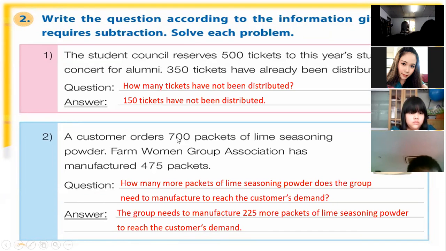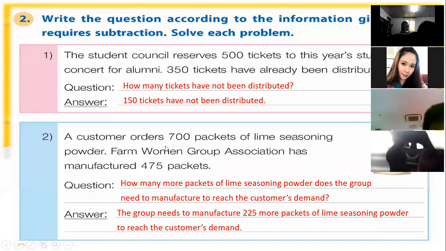Okay, so just focus on the two pieces of information here. First information is the order from the customer: 700 packets of lamb seasoning powder. Second information is the group association has manufactured 475 packets, which is already short of the order, right? So the question can be: how many more packets of lamb seasoning powder does the group need to manufacture to reach the customer demand?